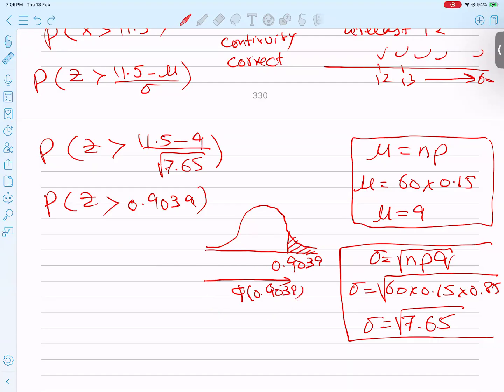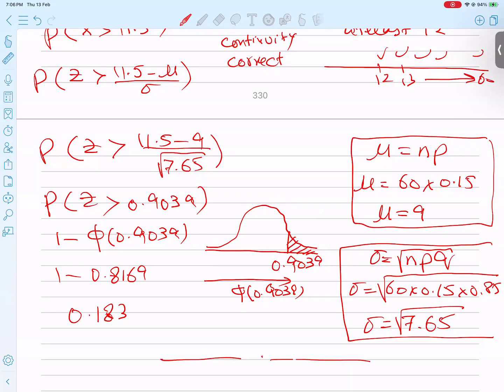So how to do it? Because the sum of the whole is 1. So 1 minus the table value for 0.9039. If I check it, students, 1 minus is the value from the table, and you know how to use the table. After subtracting from 1, it turns out to be 0.8169, and the final answer we get is 0.183. I hope the point is very clear, and I'll give you one more idea.